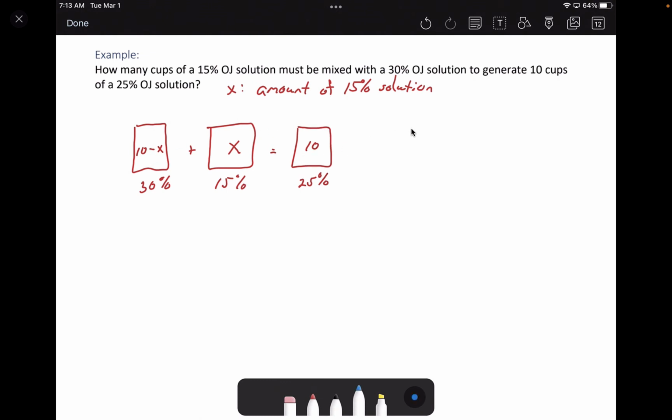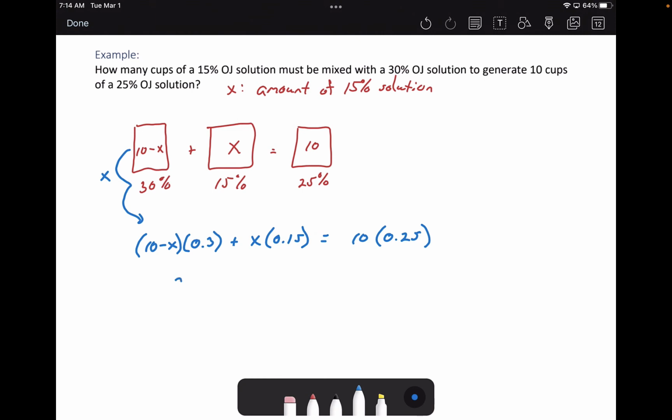And now to create the equation, we're going to simply multiply down. Multiply these. 10 minus X times 0.3 plus X times 0.15 is equal to 10 times 0.25. And now we have our equation. Let's go through and simplify the equation, solve for X.